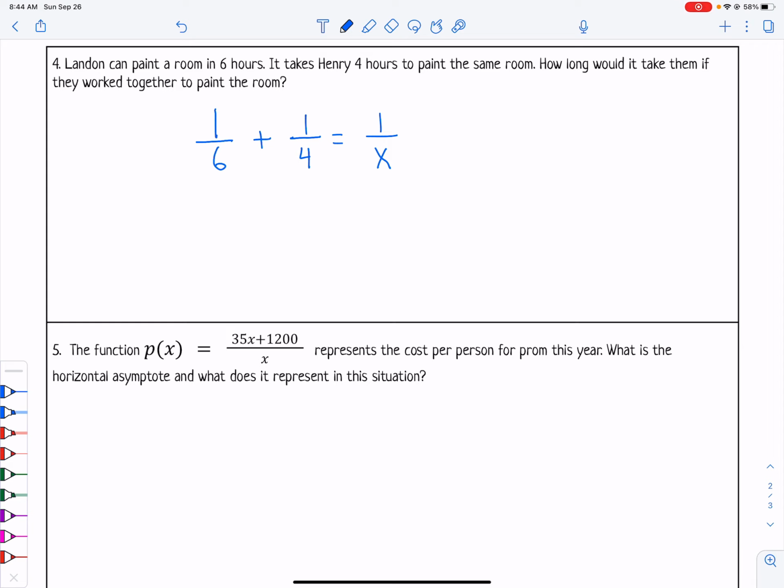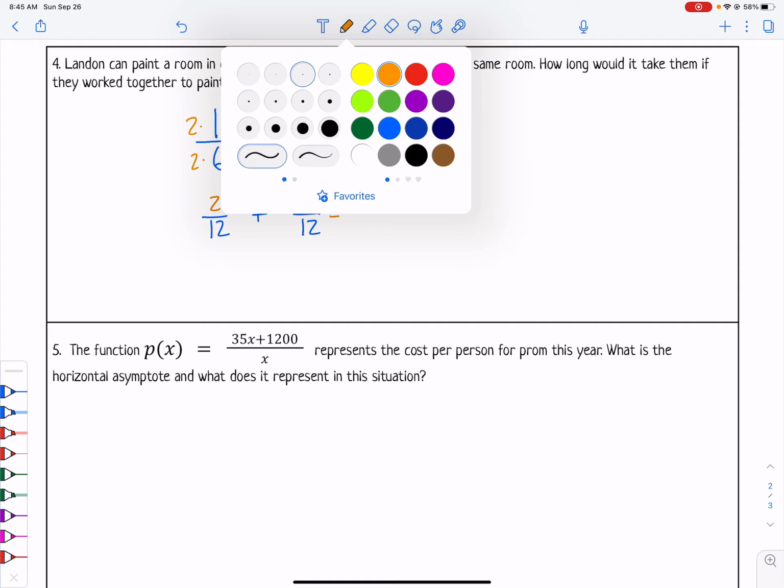Then we could get a common denominator. So 6 and 4 would both divide evenly into 12, so that would be a good number to turn them into. You can multiply the numerator by what it would take to turn the denominator into a 12. Since 2 times 6 is 12, 2 times 1 is 2, 3 times 4 is 12, 3 times 1 is 3. And then continue with what we've got.